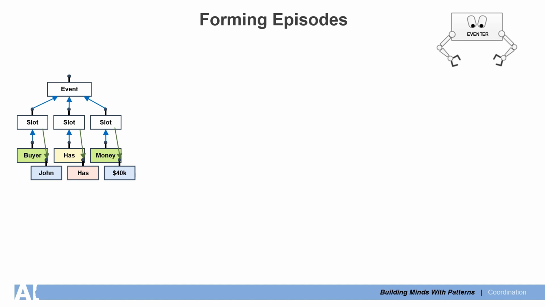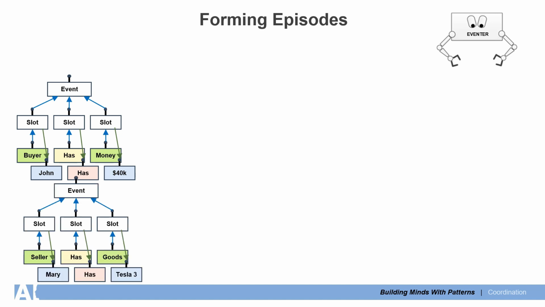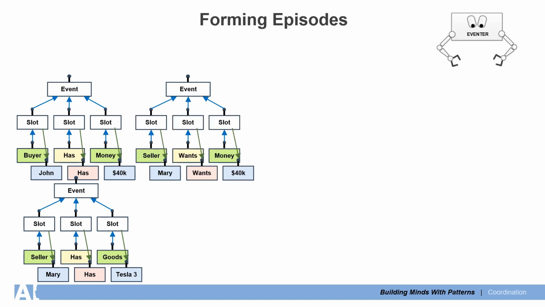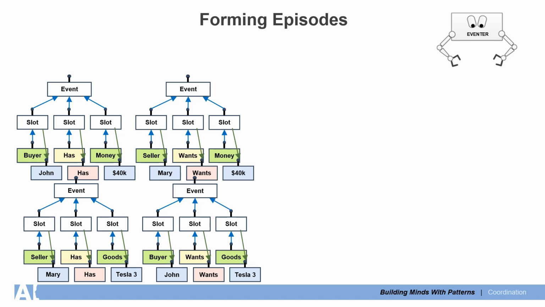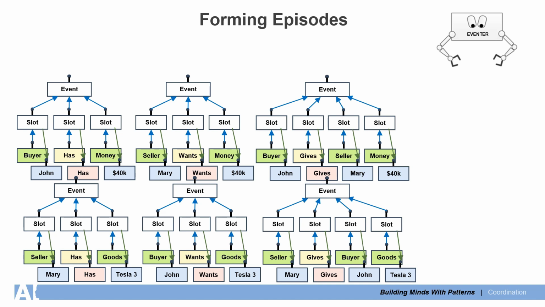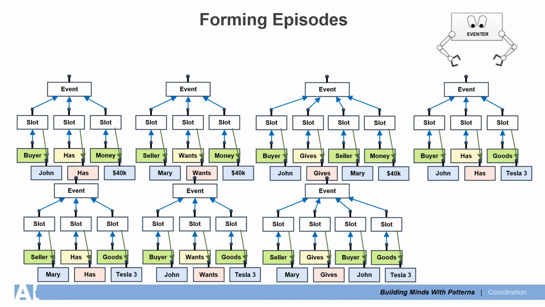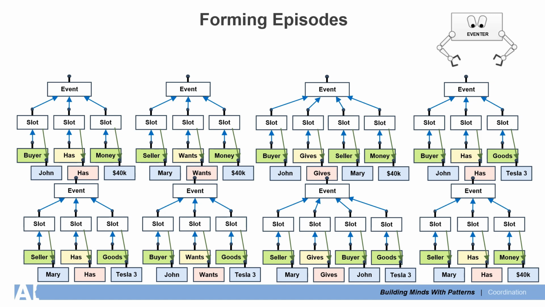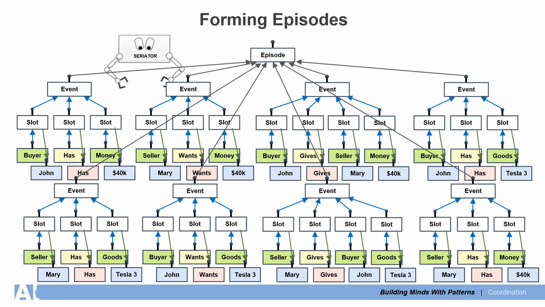Another example, we'll go into more detail on the event. We'll say one event is John has $40,000. Mary has a Tesla 3. Mary wants $40,000. John wants a Tesla 3. John gives Mary $40,000. Mary gives John a Tesla 3. John has the Tesla 3, and Mary has $40,000. All of these can be linked into an episode.